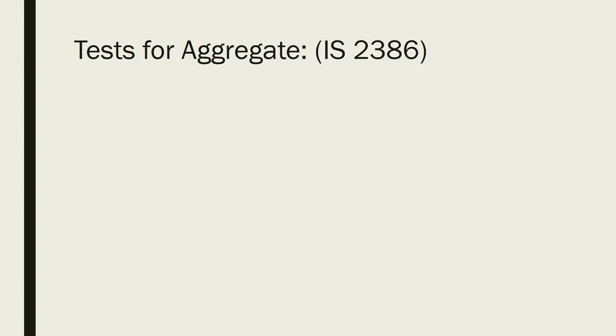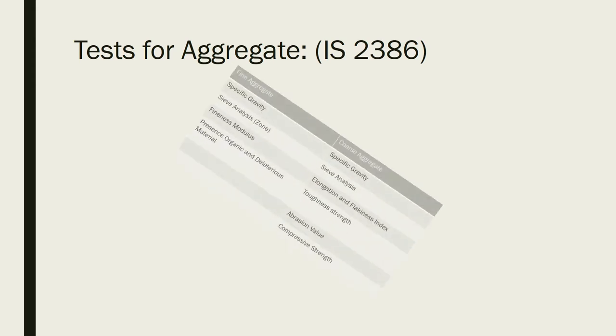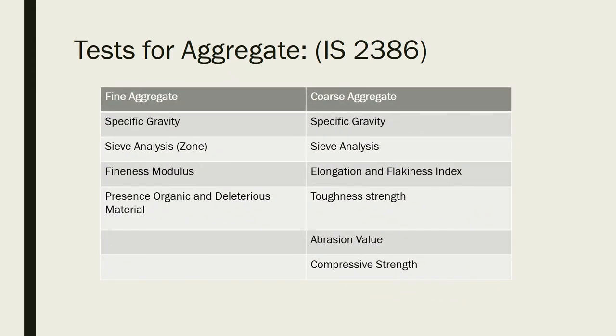Now let us go to the different tests involved in testing of aggregates. Basically we have two types of aggregate, as we have already seen, fine aggregate and coarse aggregate. The tests are specific gravity, sieve analysis, and fineness modulus for fine aggregate, and for coarse aggregate we have elongation, flakiness index, toughness and strength, abrasion value, etc. These tests are performed to understand the quality of the different aggregates to be used in concrete.